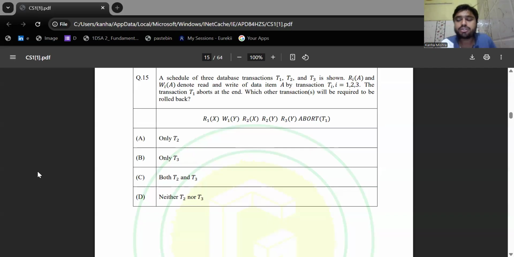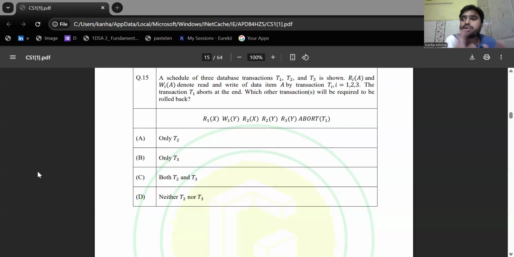So in technical terms, we say if a transaction reads or writes data modified by another transaction that aborts, then that particular transaction should roll back as well.